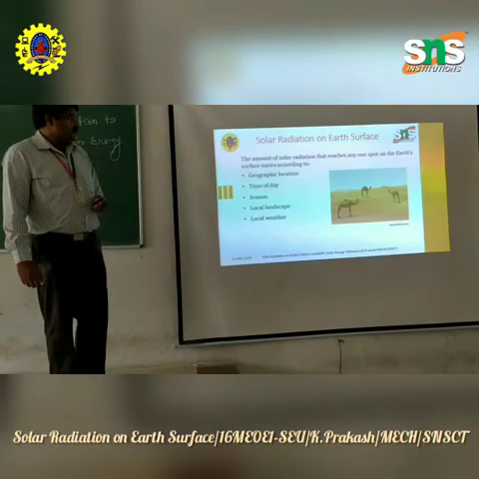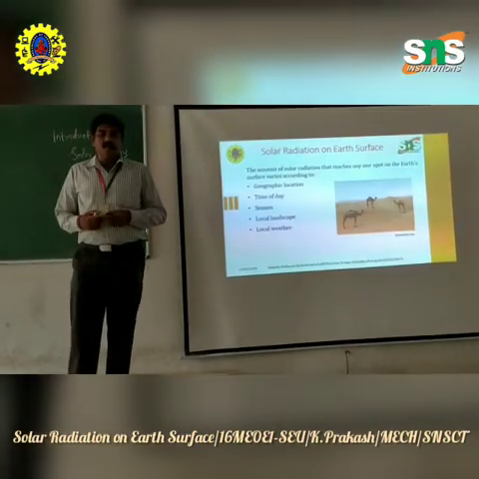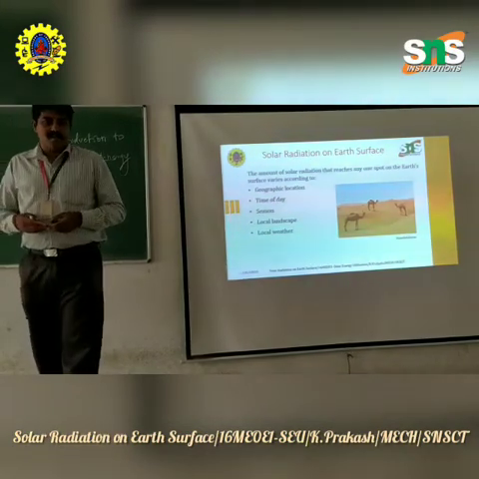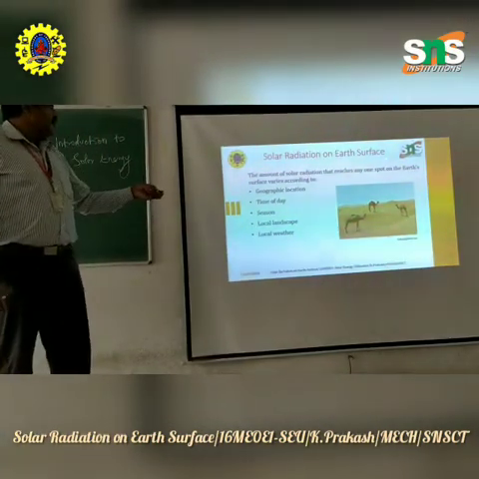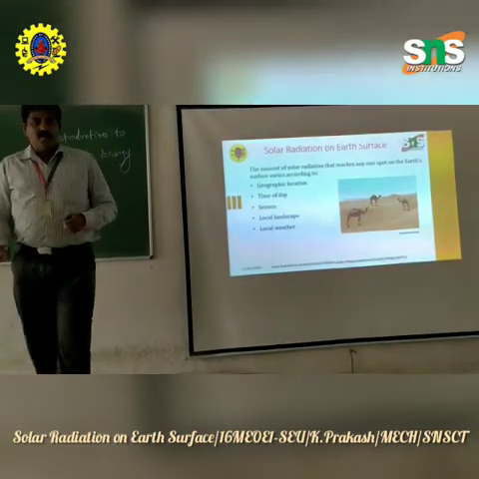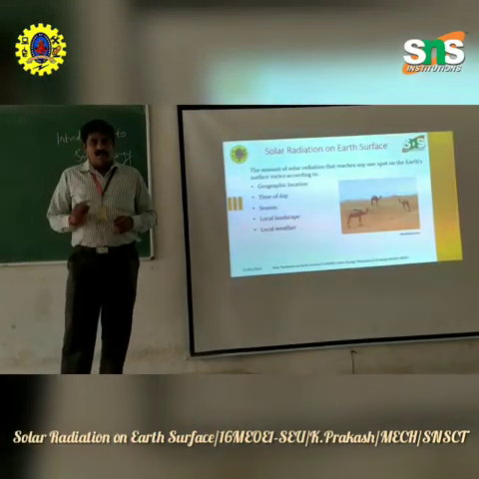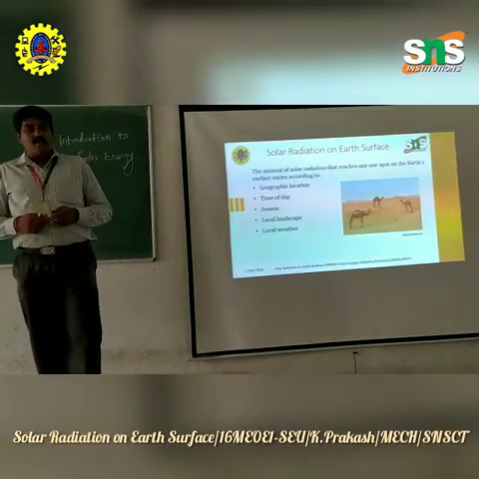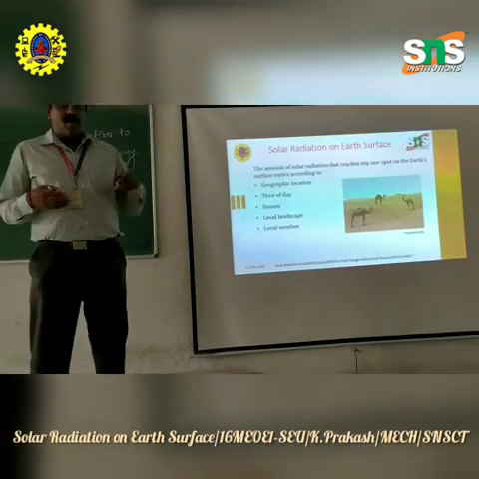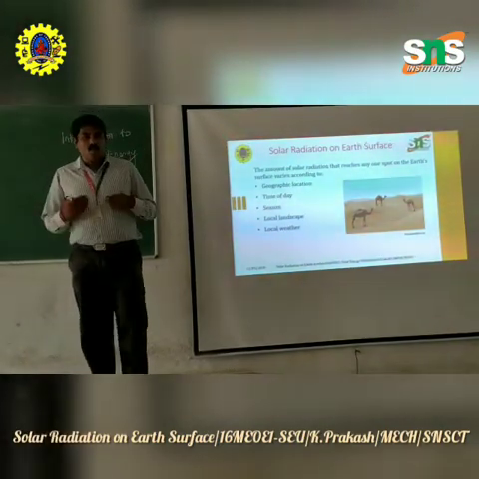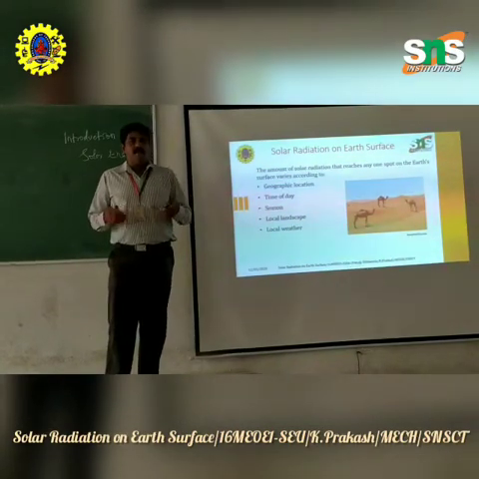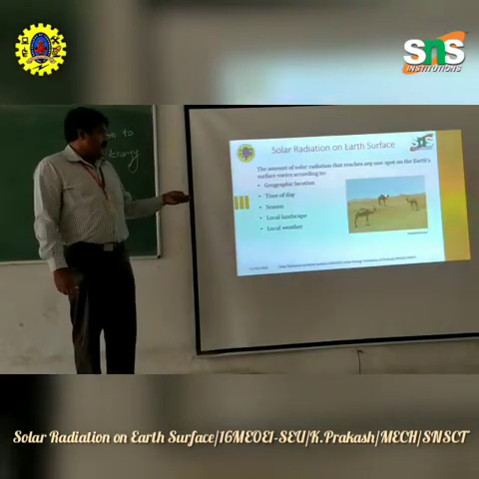Now let us see what happens to the solar radiation. Are we getting all the solar radiation on the Earth's surface, or are there any factors to be considered? As the Earth is revolving around the sun and rotating by itself, the solar radiation falling on the Earth is not constant throughout the day or the month or a particular season. So it will be very easy to understand with one example I have given here.